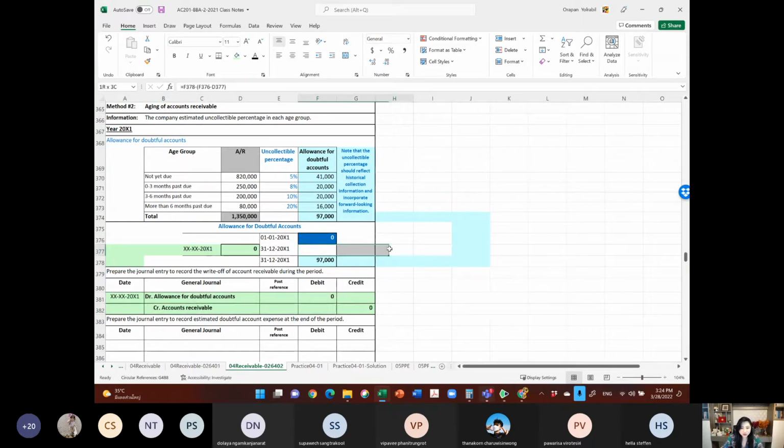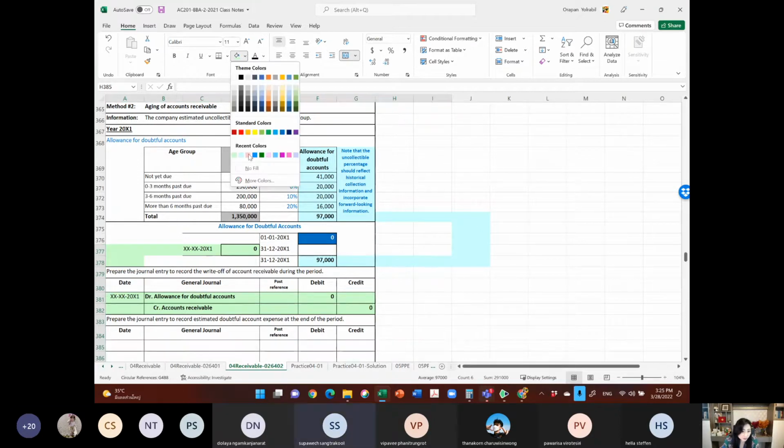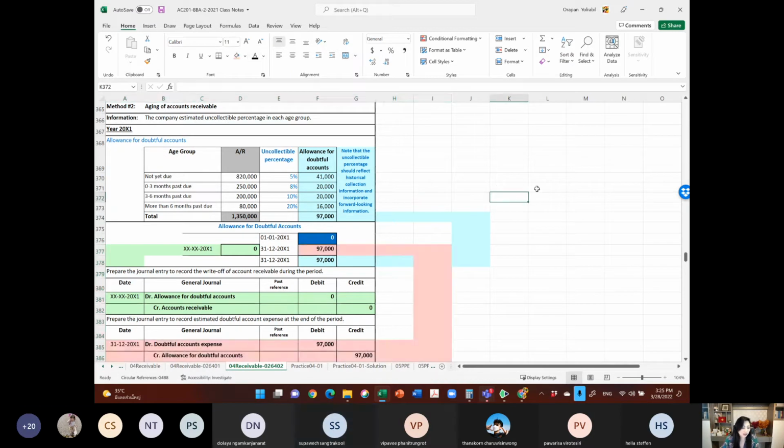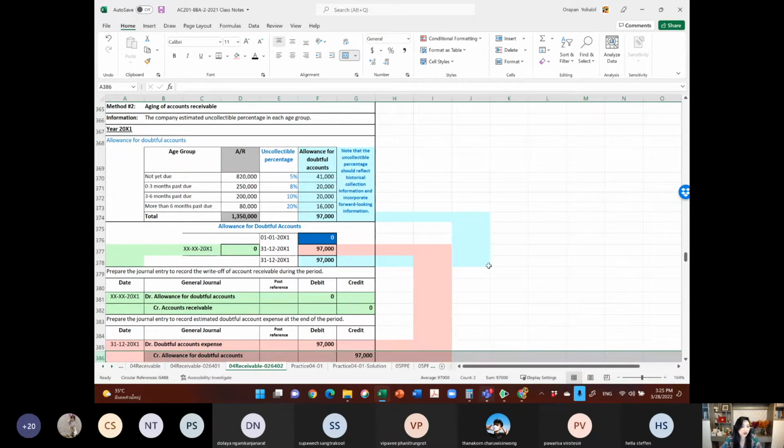Now, let me ask you a question. From this information given, how much should be the estimated expense recorded for year one? How much is it for the estimated expense in year number one? 97,000. All right, so this 97,000 is the estimated expense that you have to record at the end of year number 1. And at that very same time, you have to increase the balance of the allowance that you have.